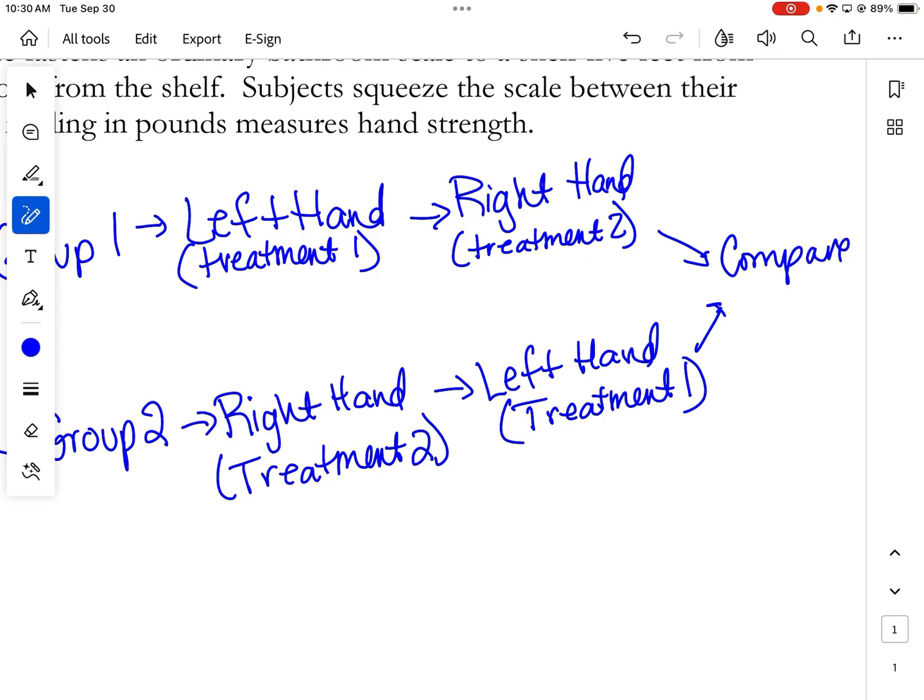And then what are we going to compare? Yeah, compare hand strength, which is our scale differences. And our hand strength is measured by scale differences.